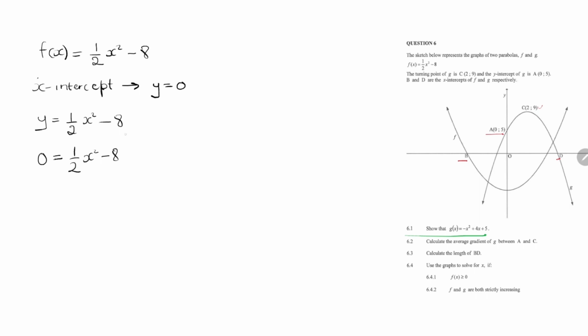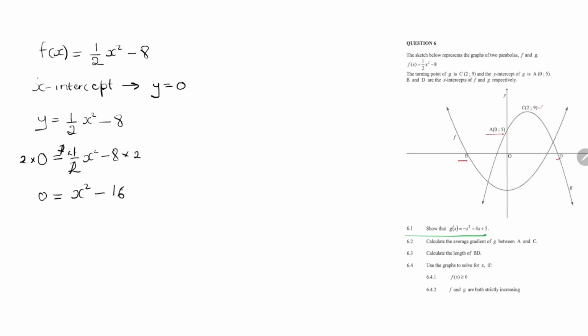To get rid of the fraction, we will multiply by 2. Multiplied by 2 here as well, and multiply by 2 here as well. We multiply everything by 2. So 2 multiplied by 0 is still 0, equal to, this 2 will cancel this 2, such that we'll be left with a 1 over here. So 1 multiplied by x squared is x squared. And over here we have minus 8 multiplied by 2, that is minus 16.